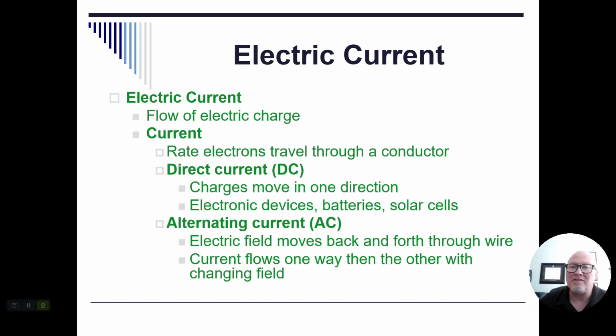Direct current means that they're moving in one direction only. Electronic devices that use batteries and stuff like that, those are direct current. Alternating current, AC, is when the electric field moves back and forth through a wire, and the current flows one way and then it changes and flows back the other way. The current that we have in your house is alternating current. Alternating current is easier to work with because it doesn't dissipate over distances, and that's why the electricity that comes into your house is alternating current.